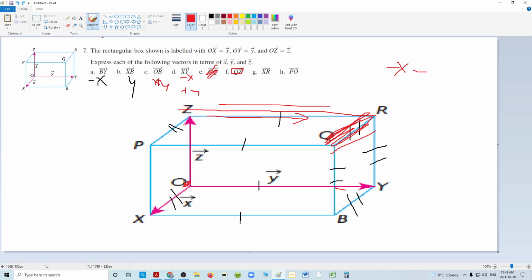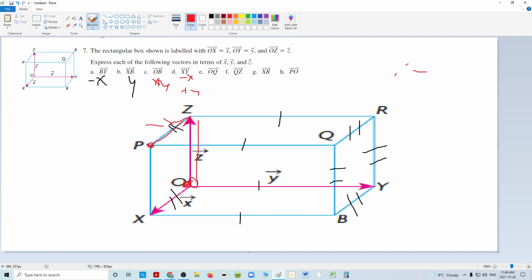And finally, P to O, here, if we go this way, we're going the opposite direction of the x, so we're going minus x, and then when we go down to O, we're going the opposite direction of the z, which is going up, so it's minus z. So that means this last one is minus x minus z.